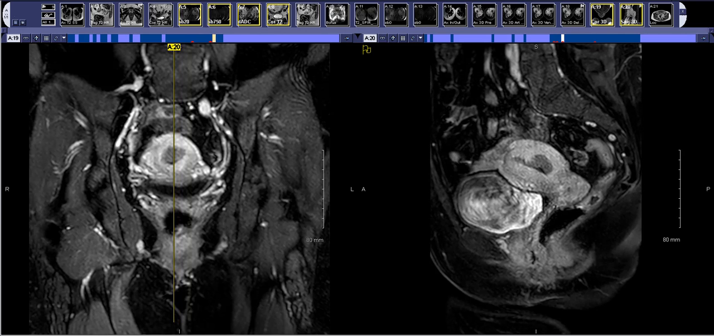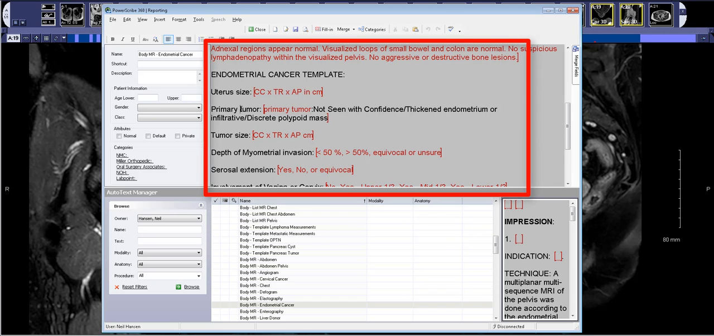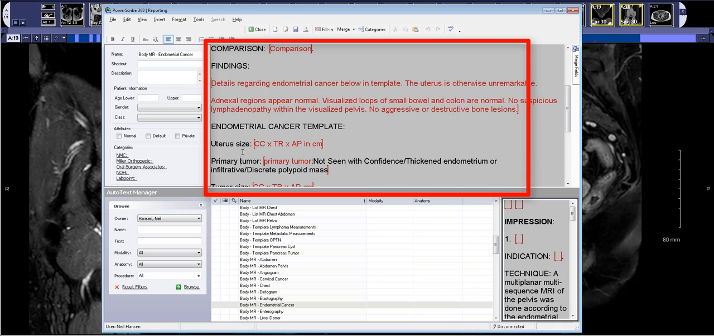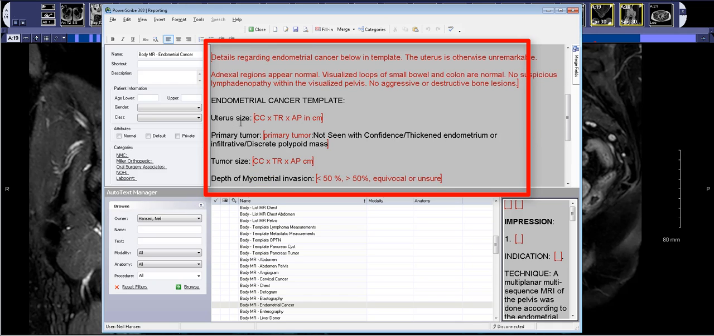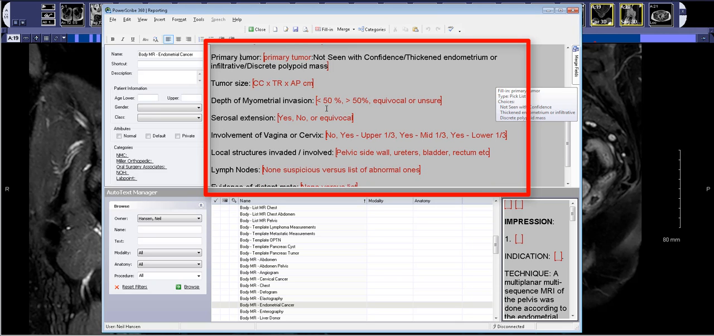When reporting these out, I like to use a template because you have to give the oncologists and radiation oncologists very specific information. So in your template, which you can find under our body MRI templates, you want to measure the uterus in CC, TR, and AP planes. You want to look at the primary tumor and describe what it looks like. You're going to give an approximation of tumor size, and then for planning whether this person can undergo a uterine sparing surgical resection or not, you have to describe the amount of myometrial invasion.